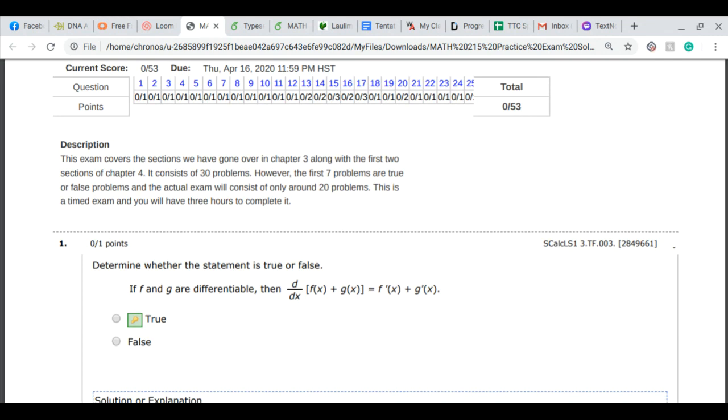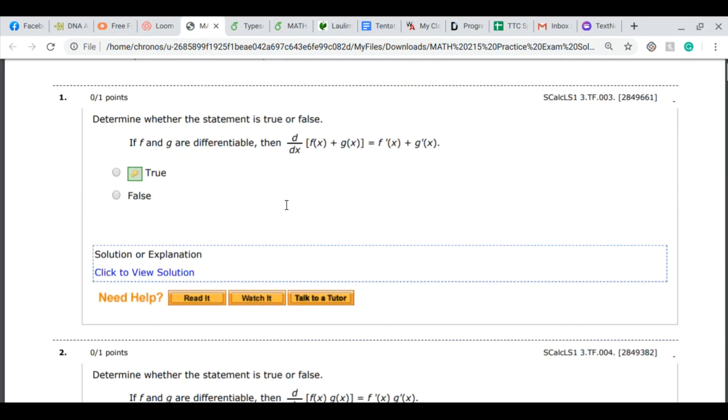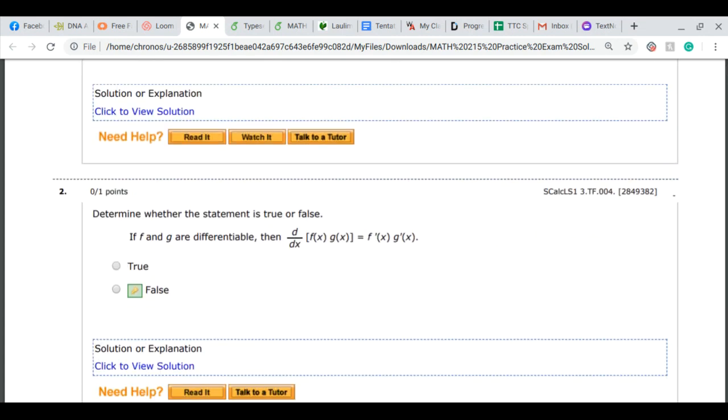The first problem is to determine whether or not the statement is true or false. Is the derivative of f plus g equal to f prime plus g prime? This is true, it's just the sum rule. The second problem: if f and g are differentiable, is the derivative of f times g equal to f prime times g prime? This is false, because the derivative of a product obeys the product rule, and the derivative of a product is not the same as the product of the derivatives.